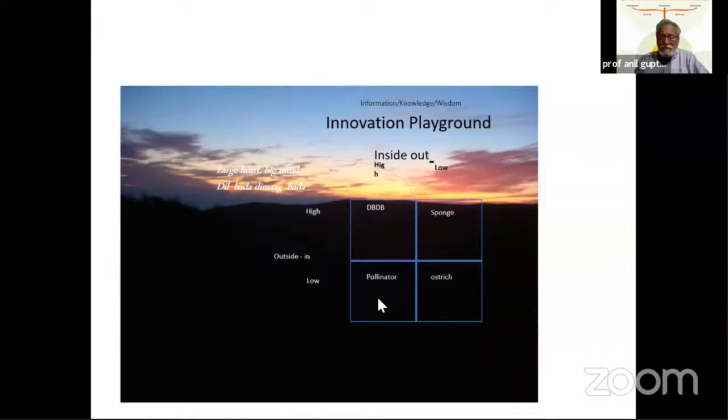Then there are some pollinators. Their outside in is low. They are leaders. They're far ahead of others, like Tesla. Inside out is high, outside in is low. Tesla, Elon Musk made all the patents on battery open. You might say, but we were told that intellectual property is essential to grow. And why would the richest man of the world share their patents?